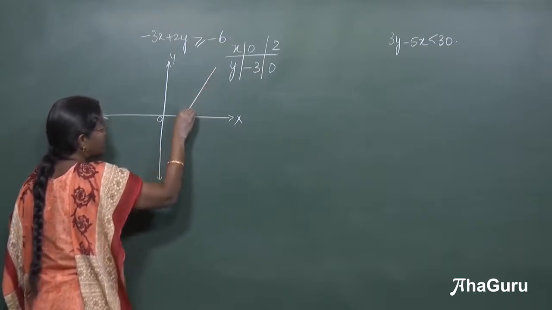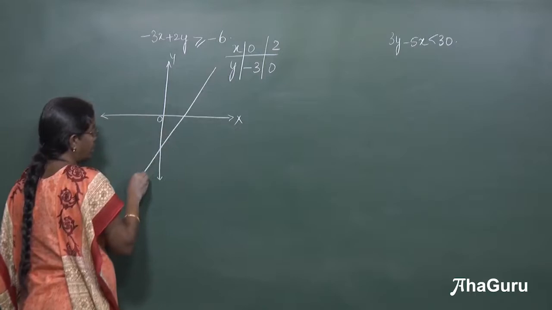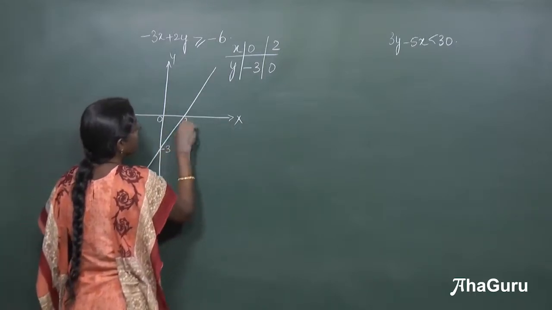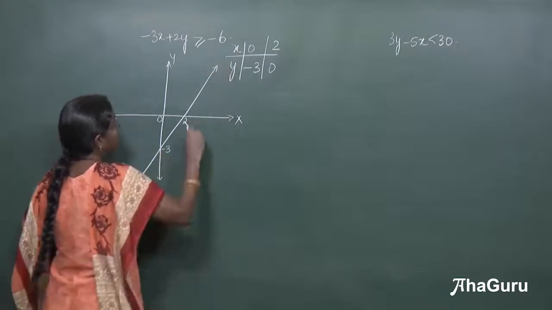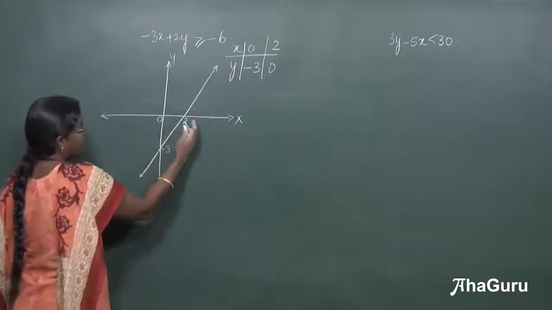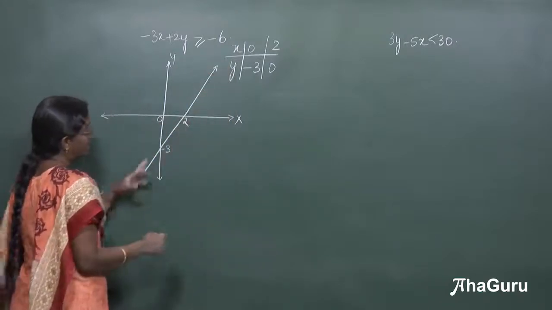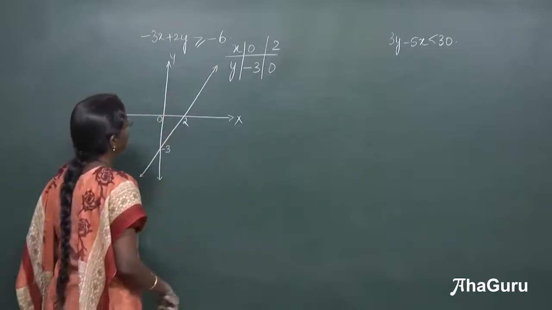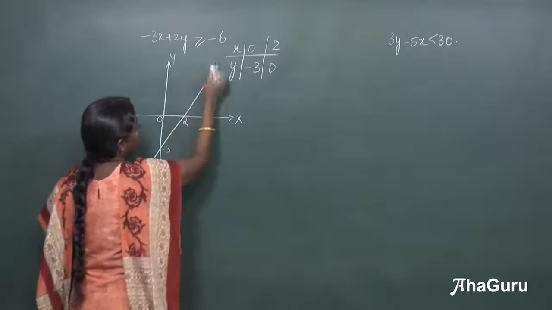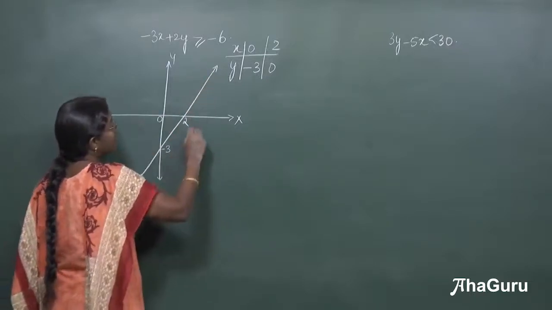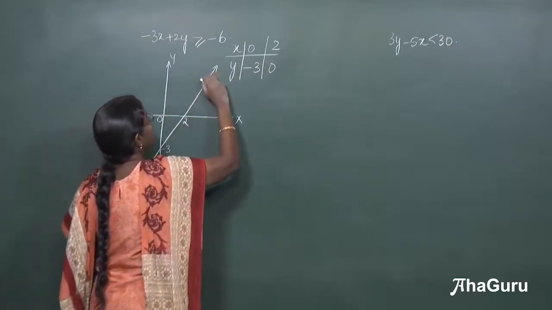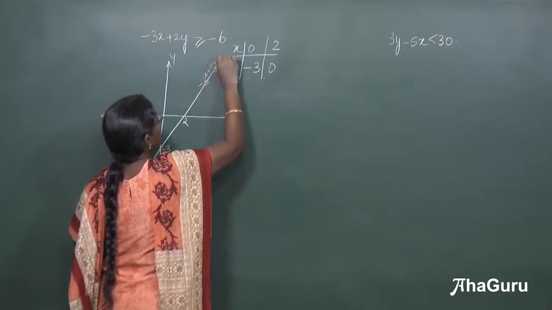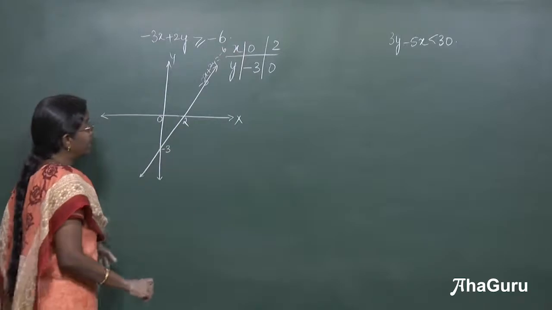Just take a proper scale and then mark the values, minus 3, and once you take a proper scale in the x-axis and y-axis, the scale should be written on the top corner of the graph, whatever scale you have taken in the x-axis and y-axis. So this corresponds to minus 3x plus 2y equal to minus 6.